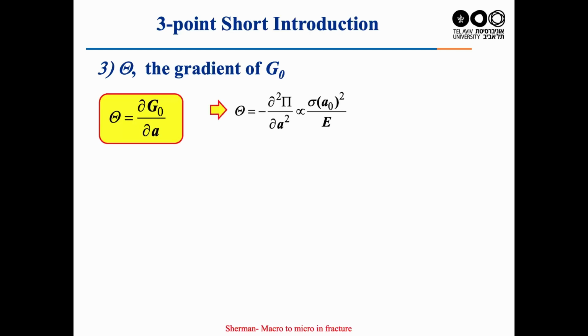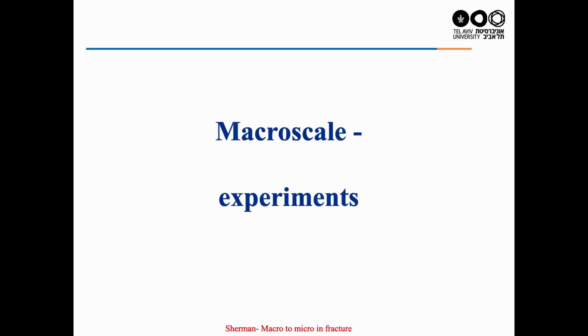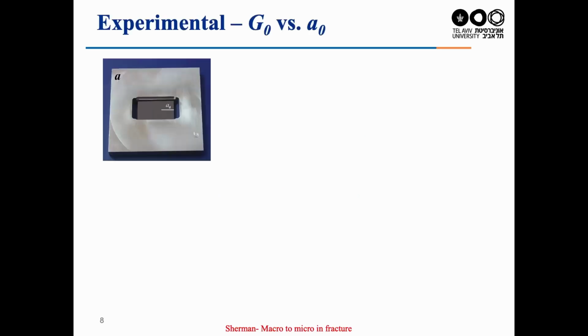So theta is actually minus d squared pi over dA squared, and it is constant, and I will show it in a few minutes. Okay. Shorter pre-crack, higher stresses, higher theta upon initiation. Theta is a new macro scale variable related to A naught. And I'm going directly to a macro scale experiment.